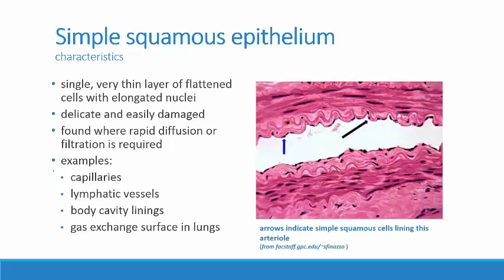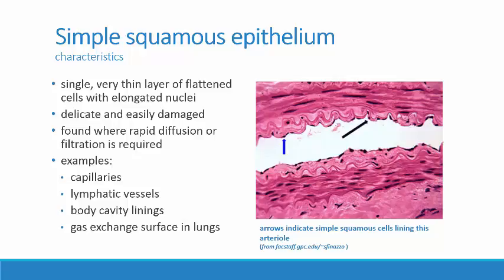First are the simple squamous epithelia. These have a single layer of really flattened cells. The nuclei are also elongated or flattened. They are very delicate and can be easily damaged, but they are found where it's really important to have very rapid diffusion or filtration of materials. So we find simple squamous epithelia in capillaries, in the lining of lymphatic vessels, on those serous linings, the body cavity linings, the serous membranes, and at the gas exchange surface in the lungs, where we want to be able to transfer a lot of gases very rapidly.